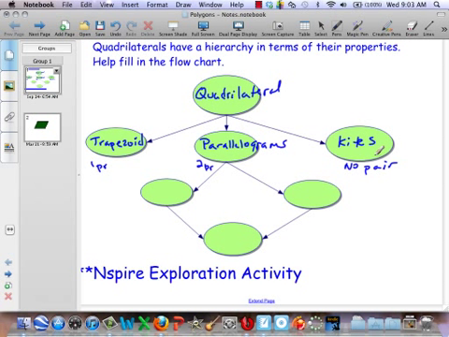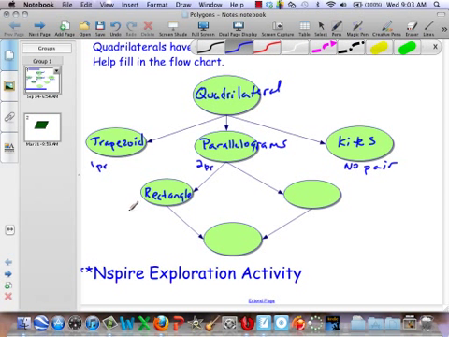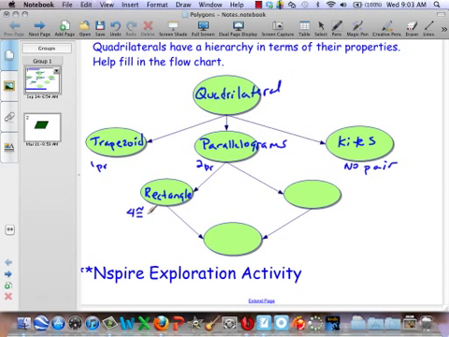Now, underneath the parallelograms, we have another split. We have general parallelograms, and then we can split that down further into two more special types of parallelograms. One of them we've already dealt with. That was on your final. That's rectangles. A rectangle is a parallelogram with four right angles. Instead of saying four right angles, this is the big split: in the rectangle, we have four congruent angles. And what differentiates the rectangle from the category called the rhombus is that the rhombus, instead of having four congruent angles, has four congruent sides.